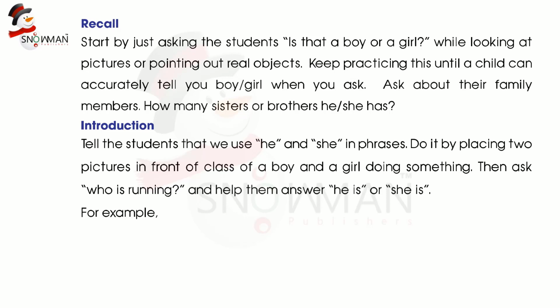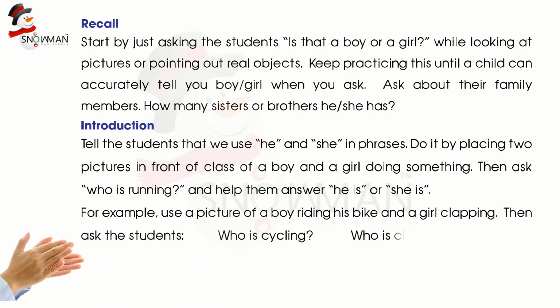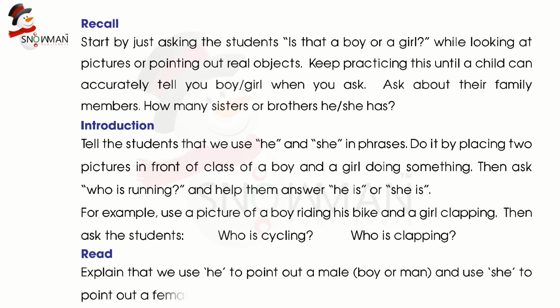For example, use a picture of a boy riding his bike and a girl clapping. Then ask the students, who is cycling? Who is clapping? Read. Explain that we use he to point out a male, boy, or a man and use she to point out a female, girl, or a woman.